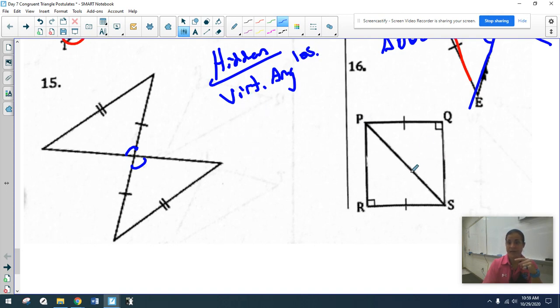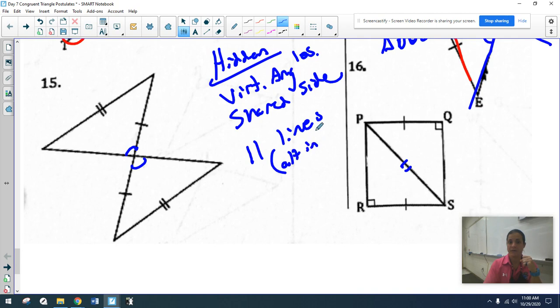If you have a shared side like this one right here, or if you have parallel lines like that one up here. So if you have parallel lines, you're going to be looking for alternate interiors. Okay, those are the 3 things, 3 invisible pieces of info that you can look for. Okay, so if they don't give you enough information in the triangles, make sure you look for those 3 things.